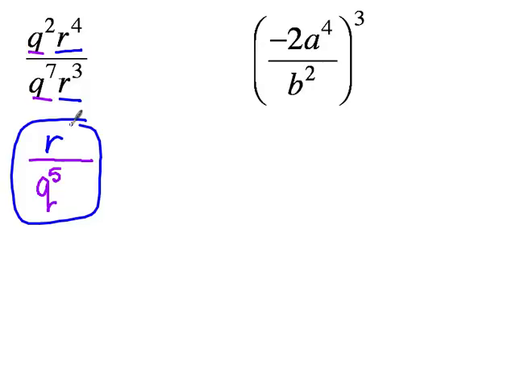Yes, you could subtract, in which case if I took 2 minus 7, I'm going to get q to the negative 5th. 4 minus 3, I'm going to get r to the 1st, which is the exact same thing as what we found.